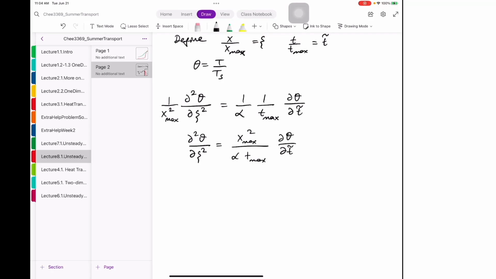There you go. Okay, so far so good. So what does this say?